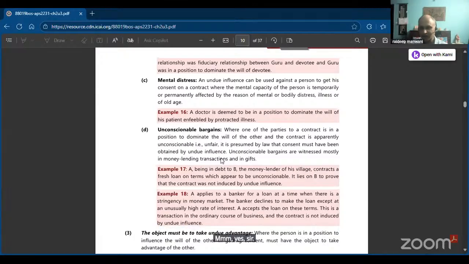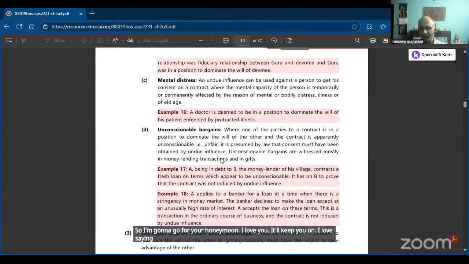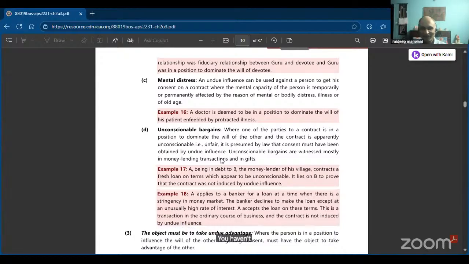Lover's point is a very nice point on the hill where you go and shout, I love you, and it comes back: I love you, I love you. What is that called? Echo. Yes, sir, echo. So it's very nice. Sana, go for your honeymoon. It will keep saying, I love you. Why, sir? You have heard this echo? It's a very interesting point, lover's point.